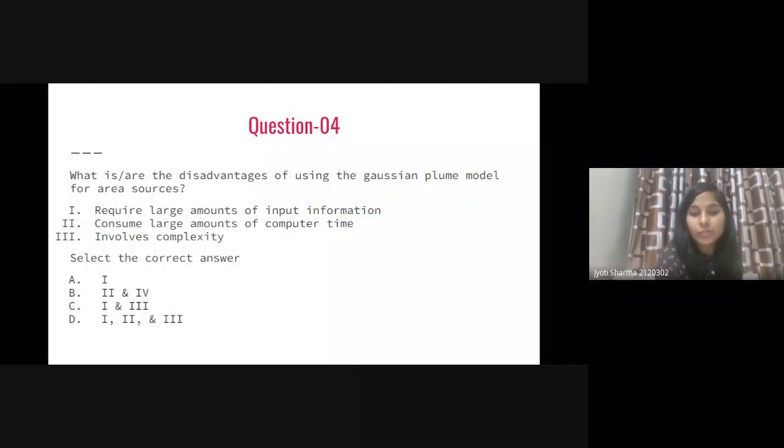Okay, the fourth question I have: what is or are the disadvantages of using the Gaussian plume model for area sources? The options we have: requires a large amount of input information, consumes a large amount of computer time, and involves complexity. So select the correct answer: A, B, C, D. And we are talking about the disadvantages.